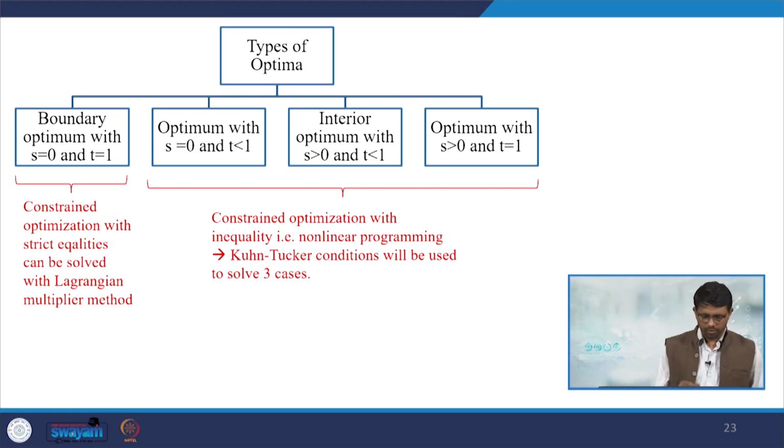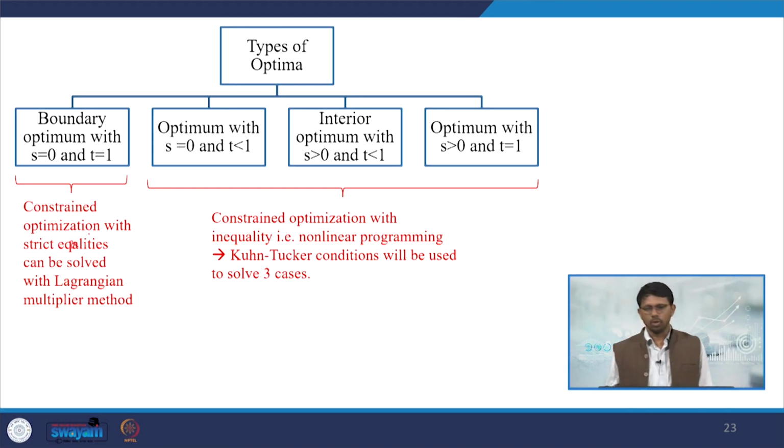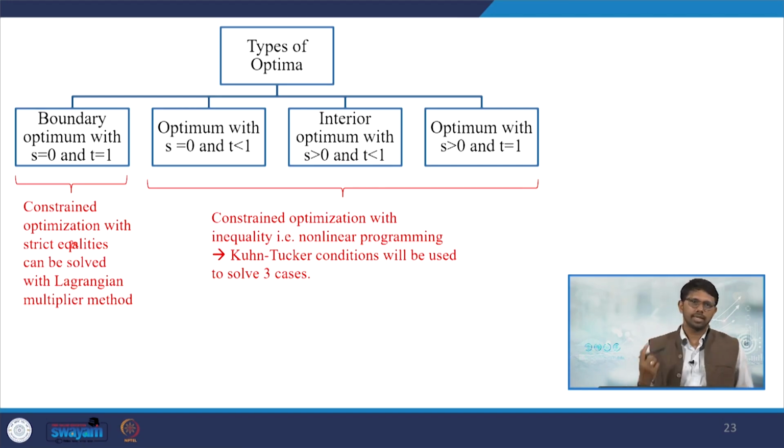we will be following the Lagrangian multiplier method, whereas in other cases, where the constraint function is a constrained optimization with inequalities, or nonlinear programming, in that case we are supposed to go through the Kuhn-Tucker conditions. So, these 3 options will be clarified in a short while.